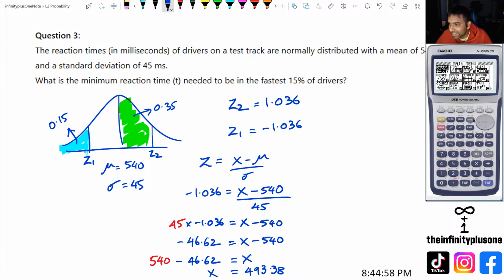I'm going to go into the calculator. Let's try it out. So go into distributions, normal, inverse. My left tail is 0.15. Standard deviation is 45. And then mean is 540. 493.36. Close enough.